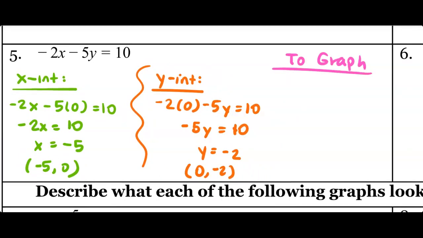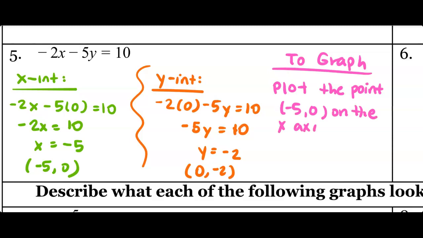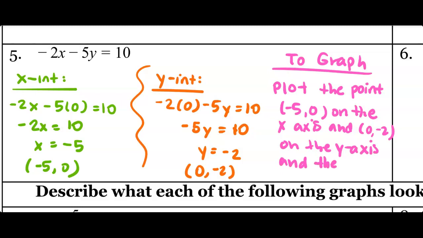we're going to plot the point (-5, 0) on the x-axis and (0, -2) on the y-axis, and then connect. So it's pretty easy to graph from intercepts when you're in standard form.